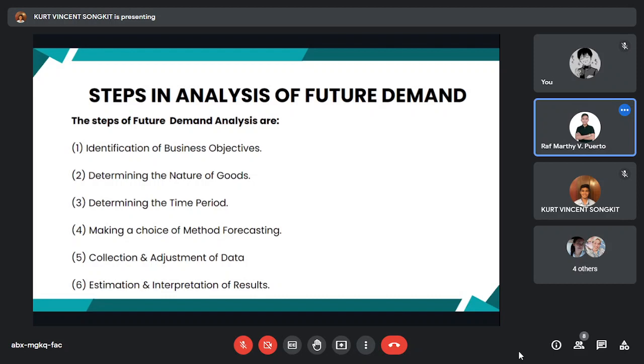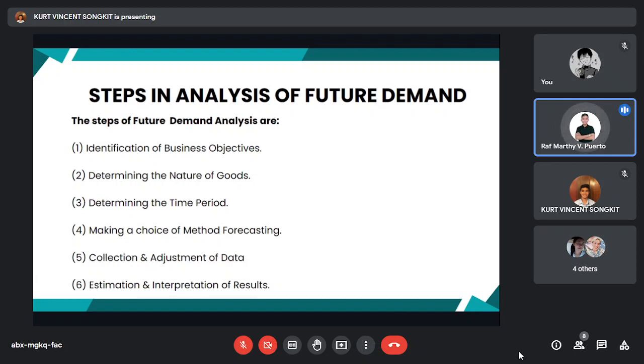So the next one is the collection and adjustment of data. After deciding the methods, the next step is to collect the needed data, which may be primary or secondary or both. The primary data are the first-hand data that no one has collected before, while the secondary data are the data that are already available. So I think it's very self-explanatory.